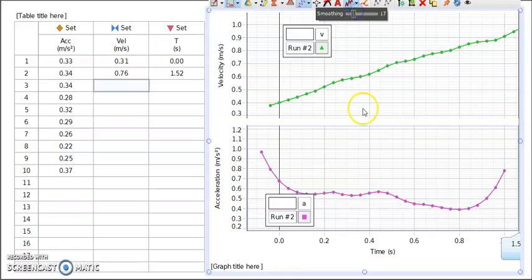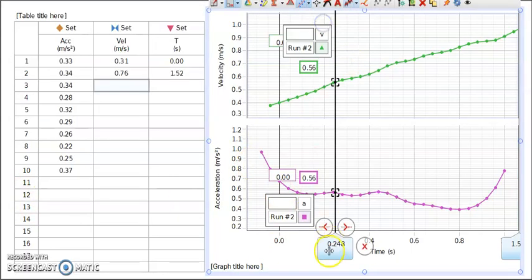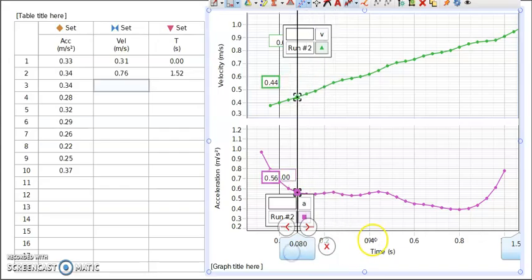Right, that'll work out there. And now we can go ahead and put in that data. So for run 2, let's go ahead and calculate the average acceleration. Let's use the coordinate tool, and we'll start at that point.